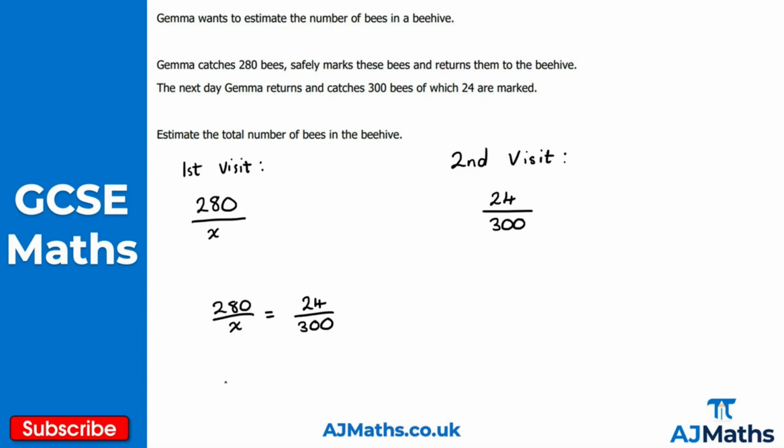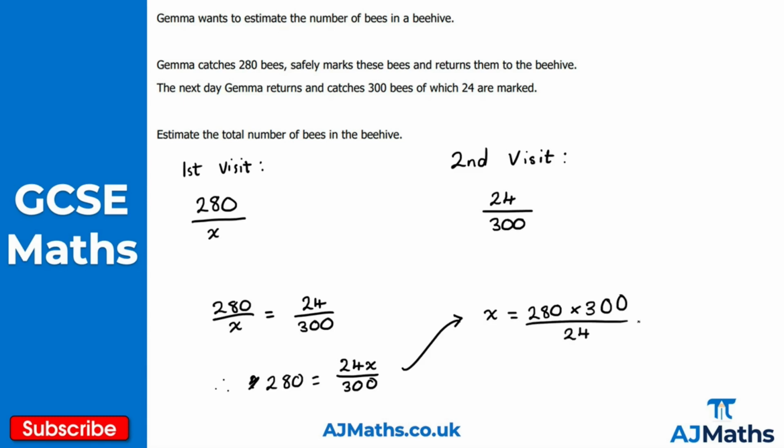So times by X, so I get 24X. In fact, let's keep the 280 on the left-hand side. So I get 280 is equal to 24X over 300. Times both sides now by 300. And then divide by 24. So we get here that X is equal to 280 times by 300. And then divide by 24 here.